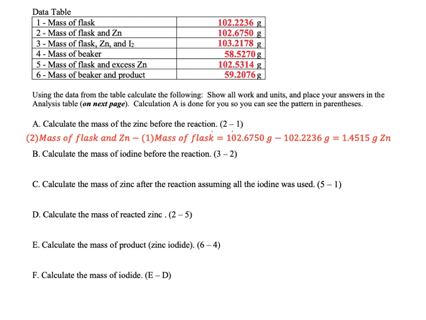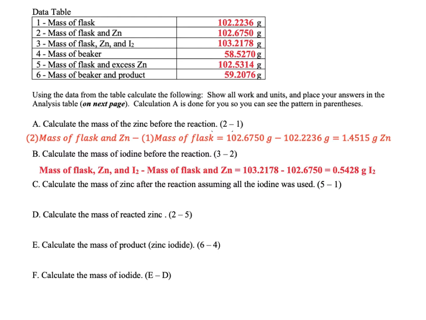Below, I want you to do all of the calculations that we're going to use to calculate the empirical formula. The first one I did, we wanted the zinc before the reaction. So you take the mass of the flask and zinc, which is number 2, and you subtract out the mass of the flask, and you get 1.4515 grams of zinc. The second one, we want the mass of the iodine before. So you take the mass of the flask, the zinc, and the iodine, and take out the mass of the flask and zinc, which leaves you with 0.5428 grams of iodine.